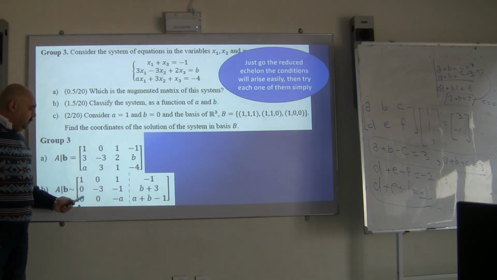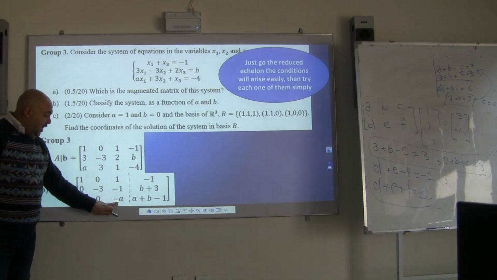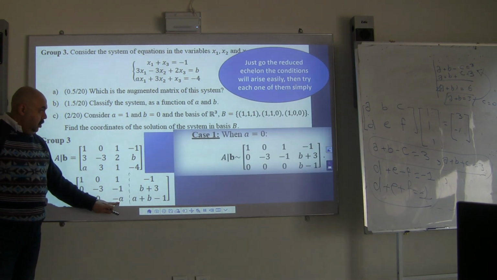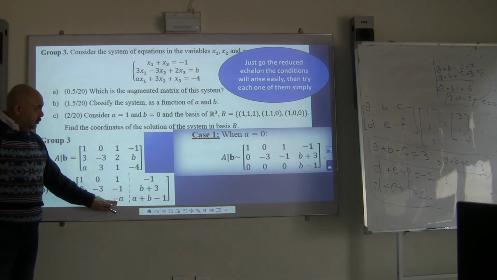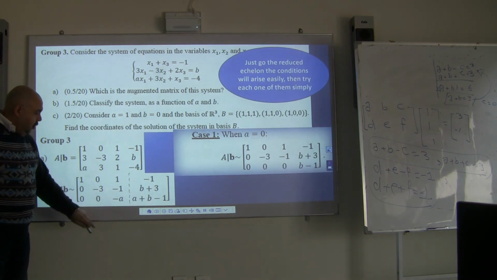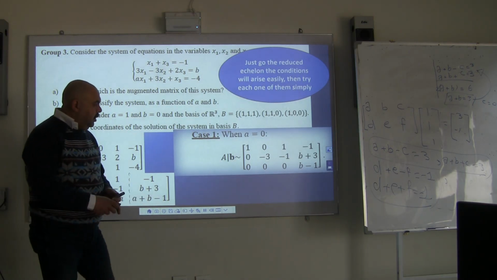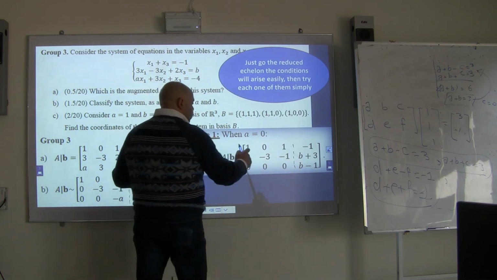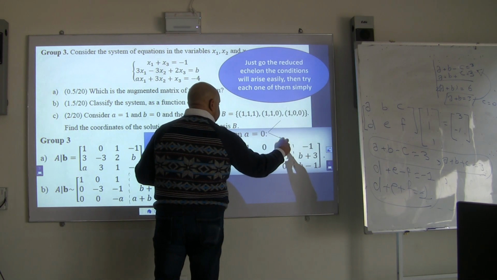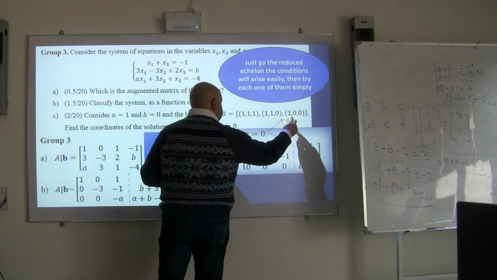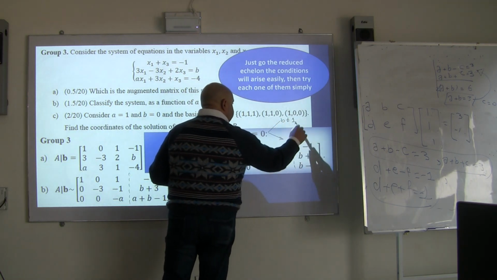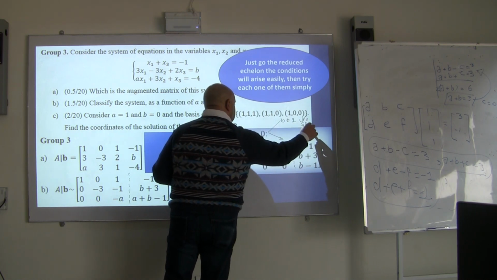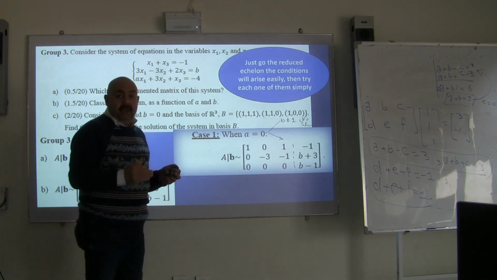Remark, this is the coefficient matrix, and that is the augmented matrix. So, for the time being, I will consider the case of a equals 0. If a equals 0, in such a case, I will have a 0 over here, and I will have b minus 1 for the last row. Now, for a equal to 0, I will have two alternatives. One of them: if b doesn't equal 1, there will be no solution for this system, because you will have an inconsistent system.